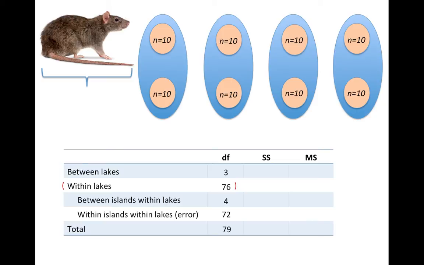And if we want to test if there's a difference between lakes, we will divide the mean square between lakes with the mean square for between islands within lakes. And you see here that we have a hierarchical setup. One variable is nested within the other, and that is, we have a hierarchical or nested ANOVA.